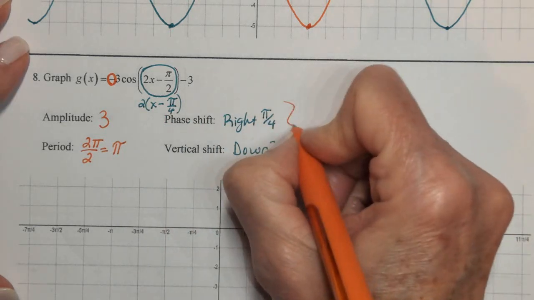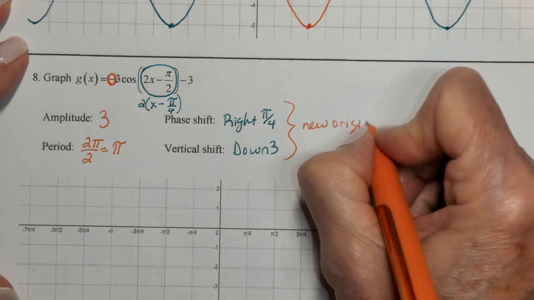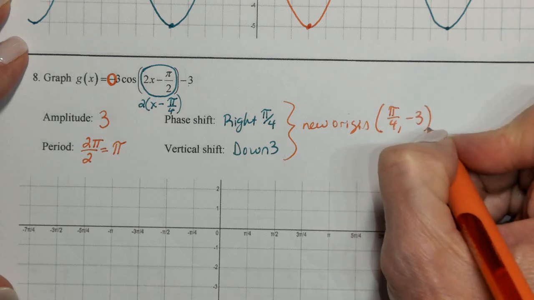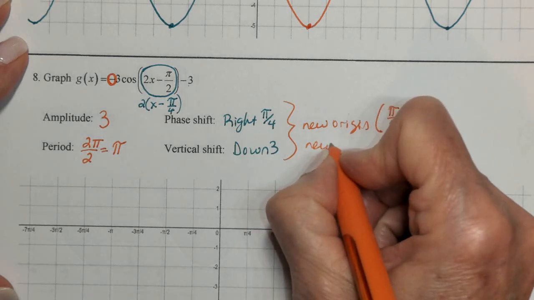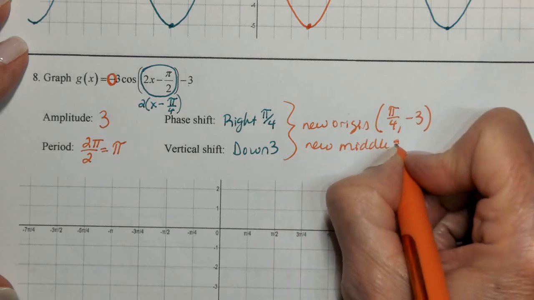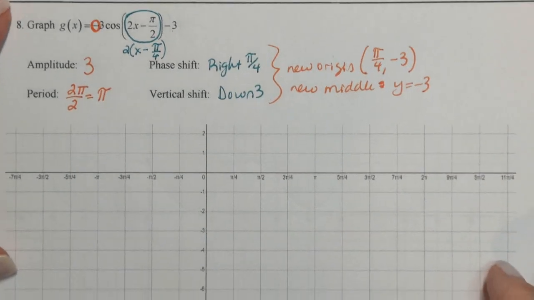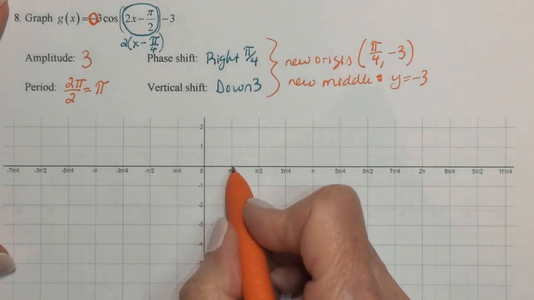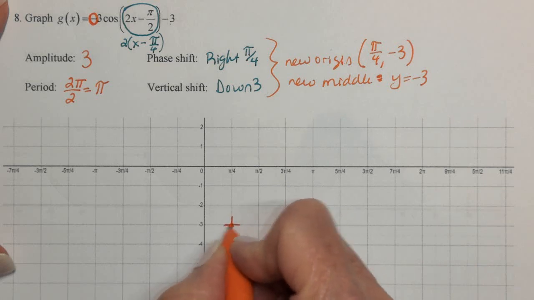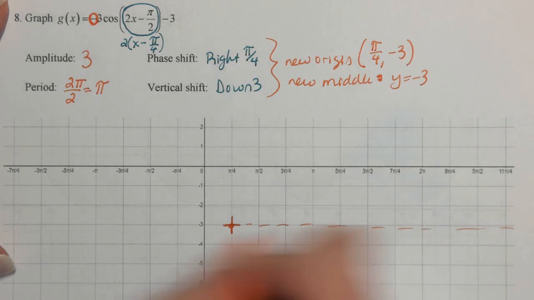Okay, so our new origin is positive pi over 4, -3, and our new middle is y is equal to -3. Okay, so new origin, pi over 4, -3, and then I draw my dashed line.